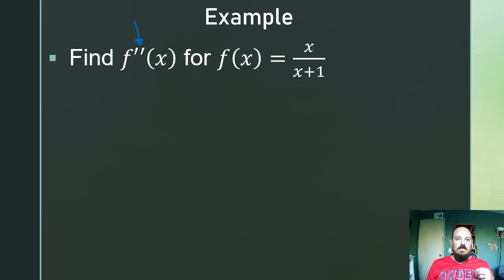Part 1 is find the derivative. That's going to be f prime of x. Once you get that answer, do it again and find f double prime of x. So let's find f prime first.